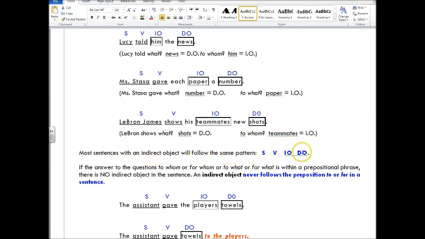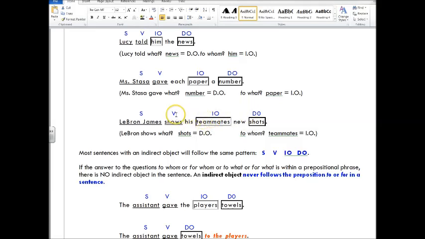Most sentences are going to follow S-V-IO-DO. If a sentence does not have a direct object, it cannot have an indirect object. You can only have an indirect object when you have a direct object in the sentence. Okay, you always have to have a direct object first, then you can have an indirect object.